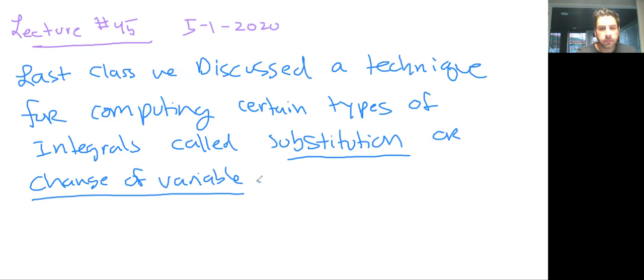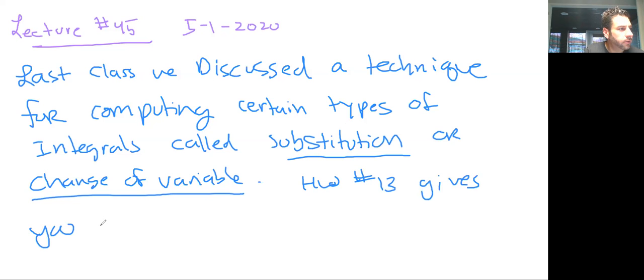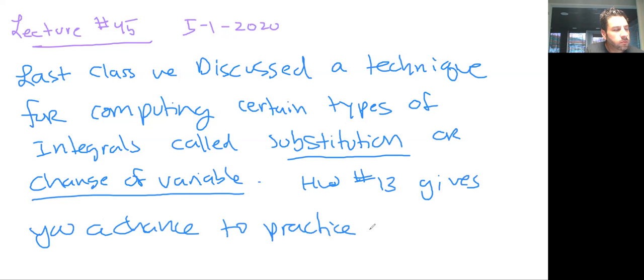So homework number 13 gives you a chance to practice. So let's do some of these. If you look at the way the homework's set up, it has 3 questions, but there's a bunch of parts to the first 2. The first set says use the given substitution.